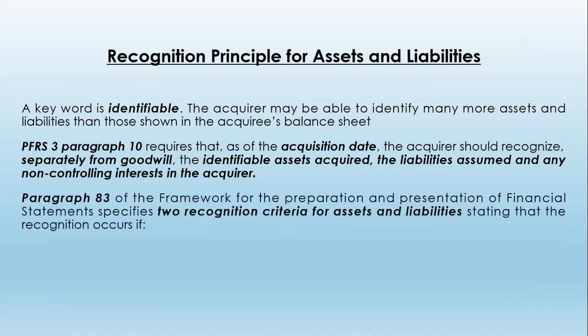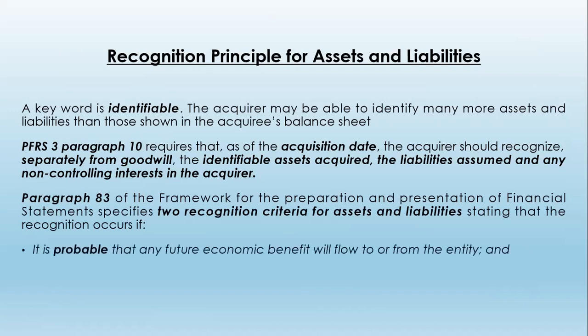Paragraph 83 of the Framework for the Preparation and Presentation of Financial Statements specifies two recognition criteria for assets and liabilities, stating that recognition occurs if it's probable that any future economic benefit will flow to or from the entity and the item has a cost or value that can be reliably measured.